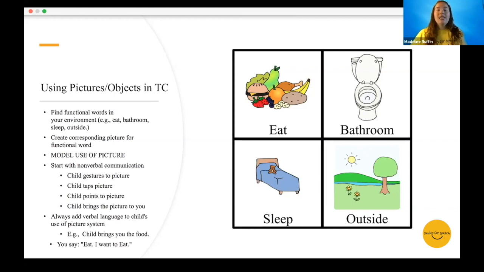And as an aside, we're always going to add that verbal language to the child's use of the picture system. So if a child brings me the picture of food, we're going to verbalize eat. I want to eat. We're going to give them that verbal communication on top of their nonverbal communicative gesture.